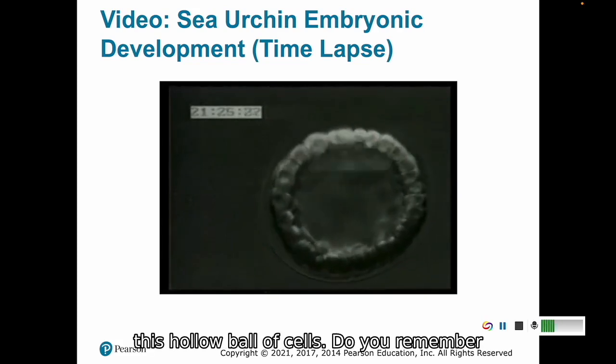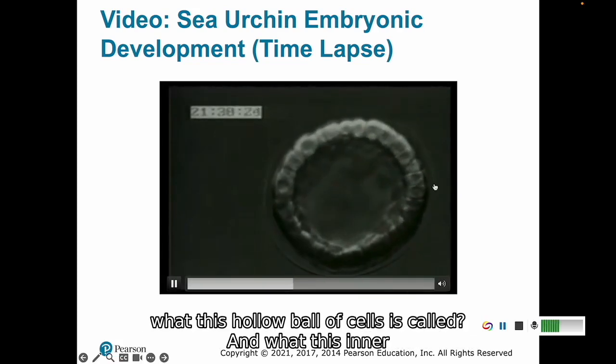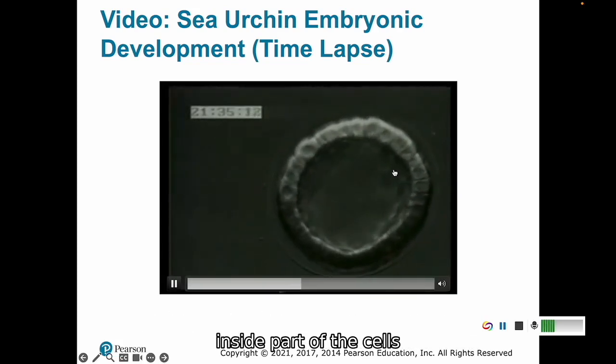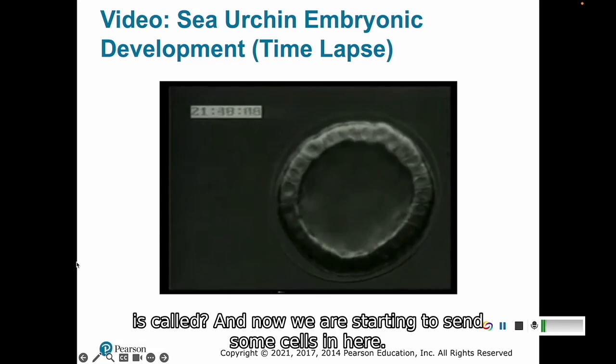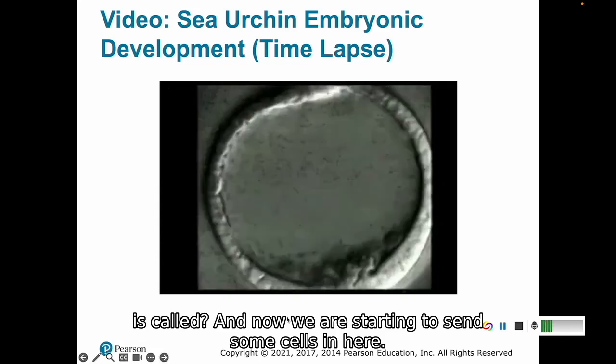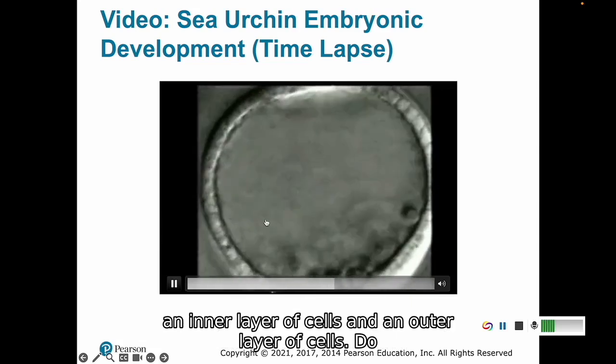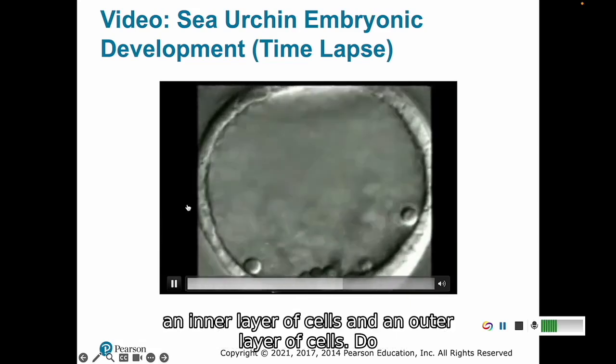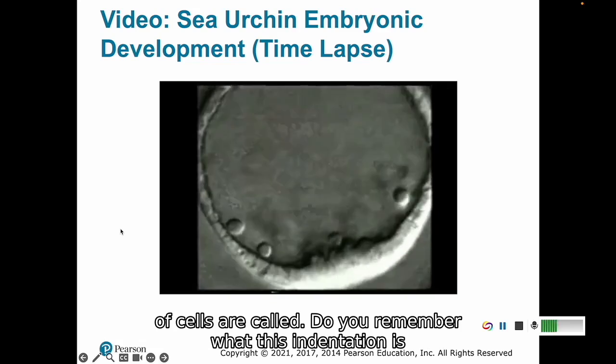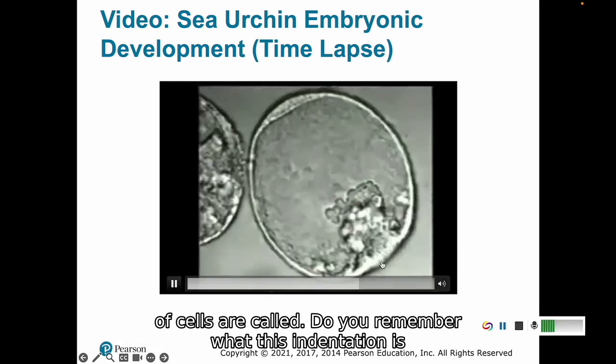Now we've got this hollow ball of cells. Do you remember what this hollow ball of cells is called and what this inside part of the cells is called? And now we are starting to send some cells in here. And we're going to have an inner layer of cells and an outer layer of cells. Do you remember what those layers of cells are called? Do you remember what this indentation is called?